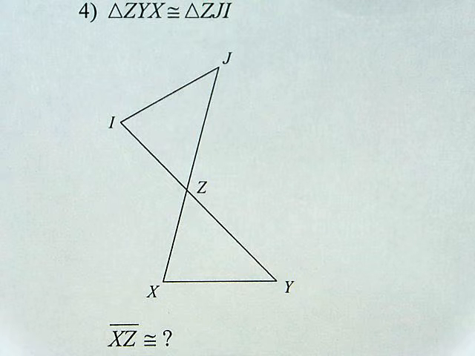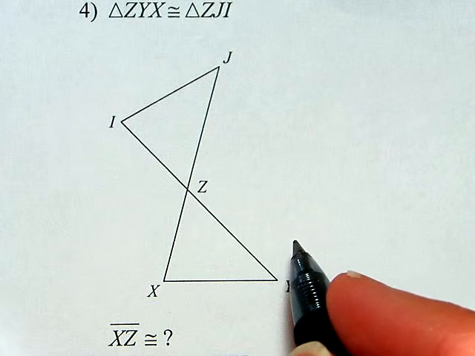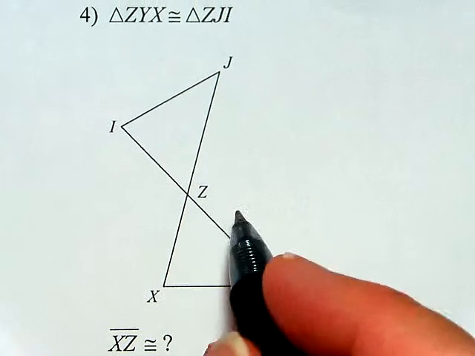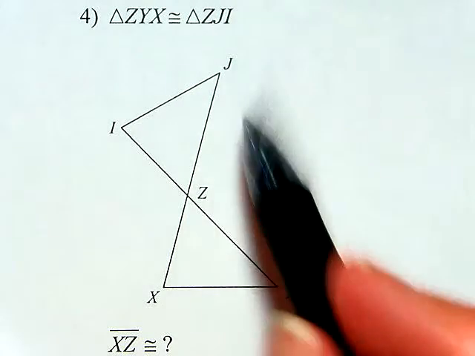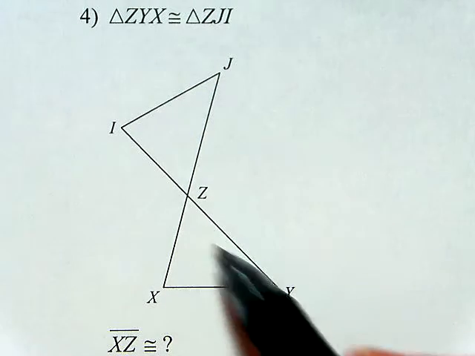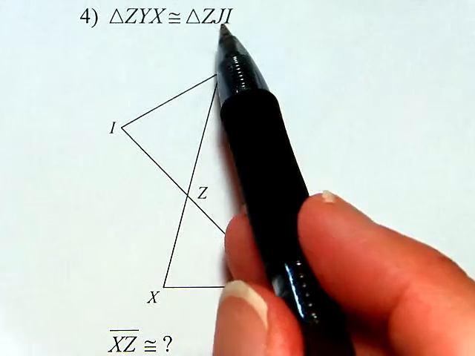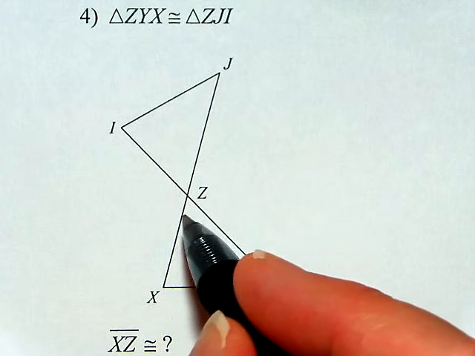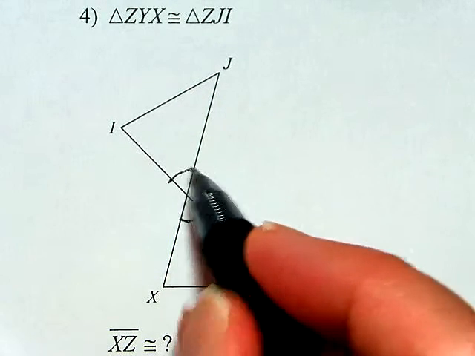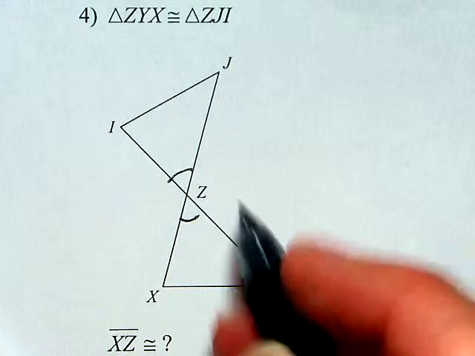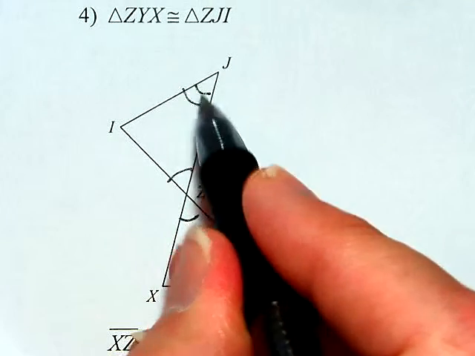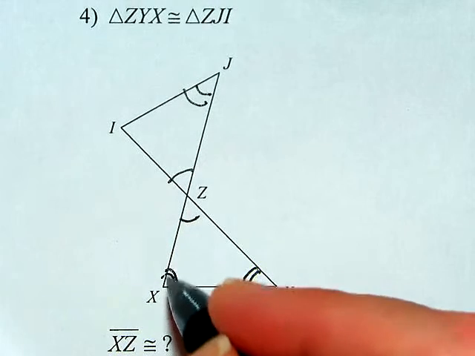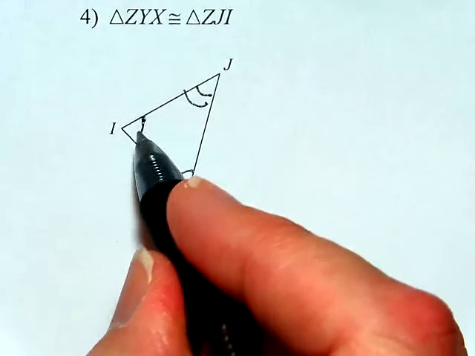So let's a little bit more quickly do the rest of the problems. I'm going to quickly mark these. I want you to just follow along with me. ZYX has got to be the bottom triangle, and ZJI is the top. So Z in the first corresponds to Z in the second, Y in the first to J in the second, and X in the first to I in the third.